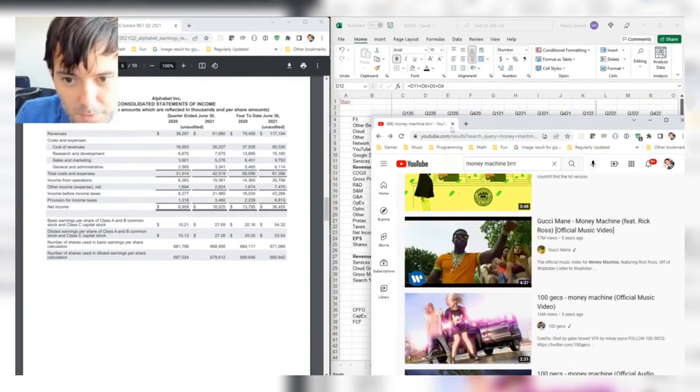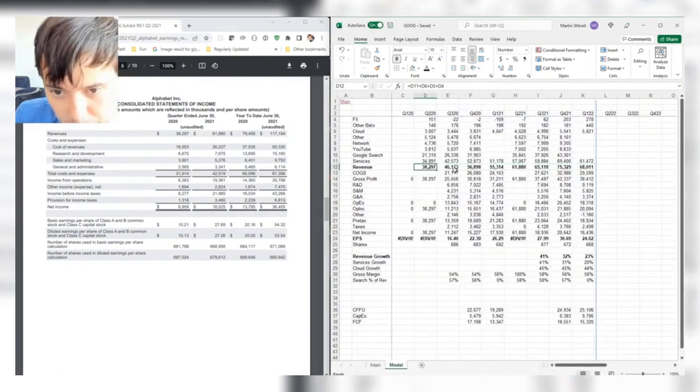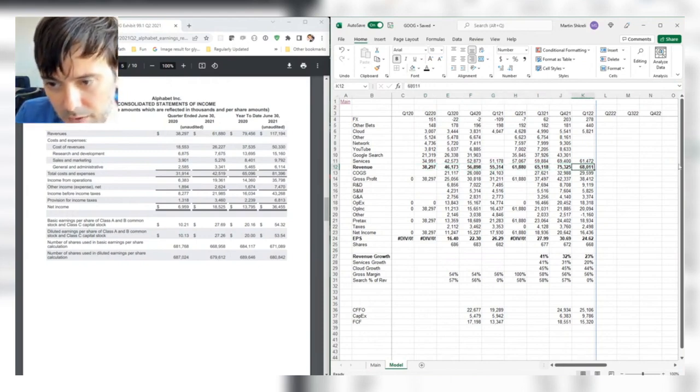Alright, anyway. You can see the revenue, 38 billion, 46, 57, 55, 62, 65, 75, 68.